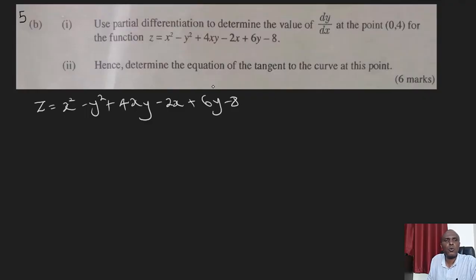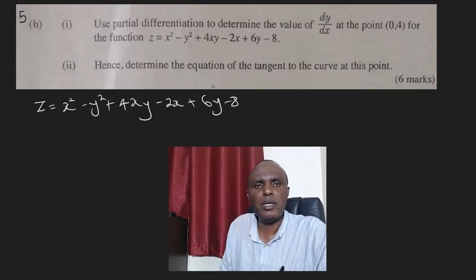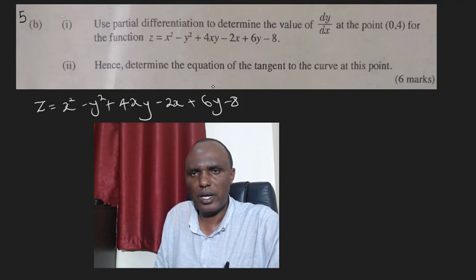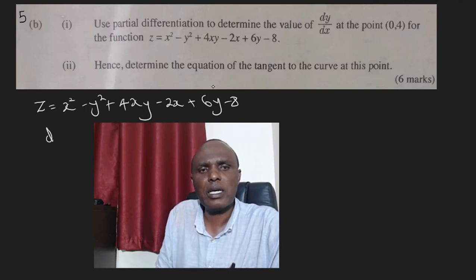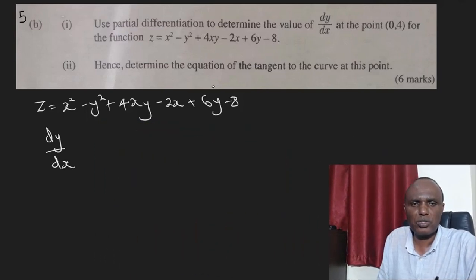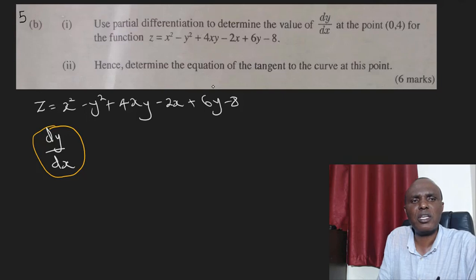Let us do question number 5, B, Roman 1. Use partial differentiation to determine the value of dy over dx at the point (0, 4) for the function given there. We are required to get dy over dx, but we are supposed to use partial differentiation. How can we arrive at dy over dx, yet we are doing partial differentiation?